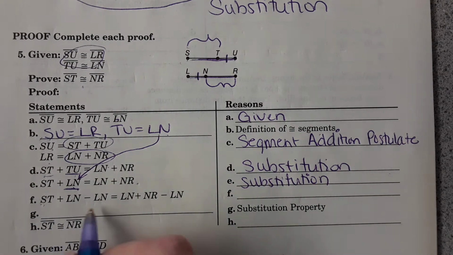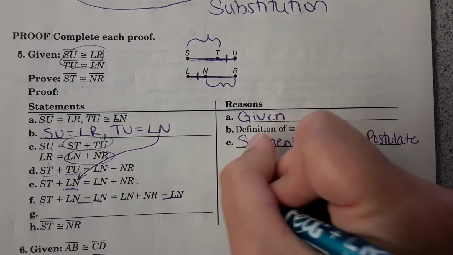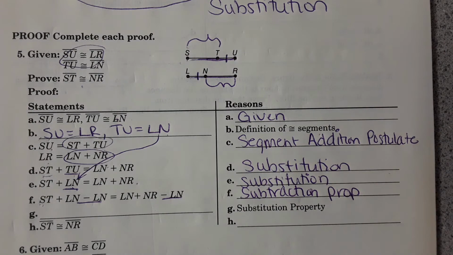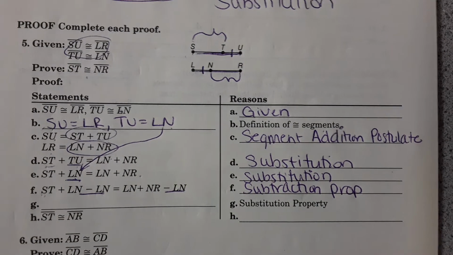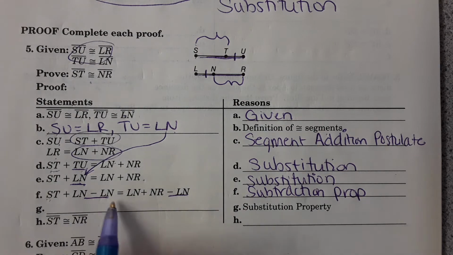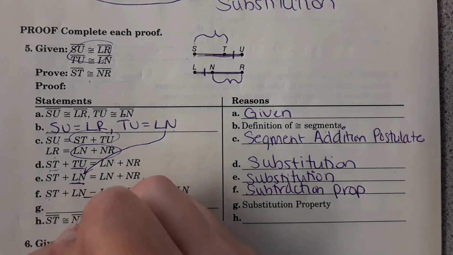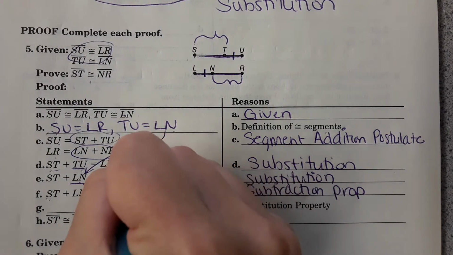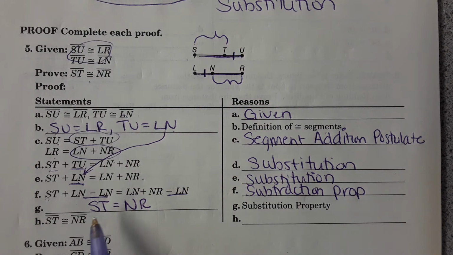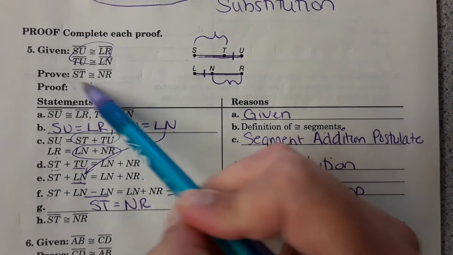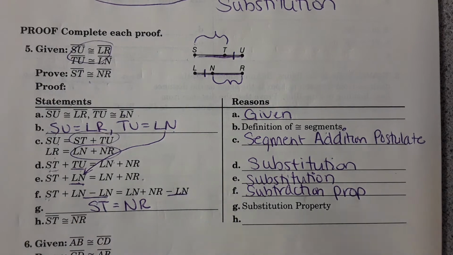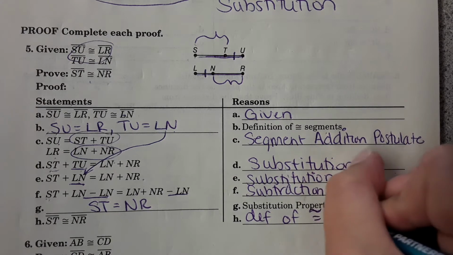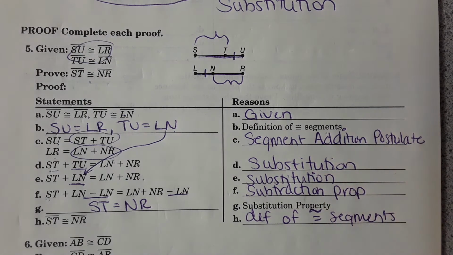Then for F, it shows them subtracting LN from both sides. So that's subtraction property of equality. And then they simplify this. LN minus LN is just 0. It goes away to leave ST. And then here, LN minus LN just leaves NR by itself. And now we're getting to the end because this is matching the prove statement. Then turn it into a congruent statement using the definition of congruent segments. And you're done.